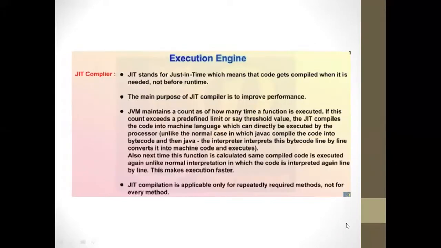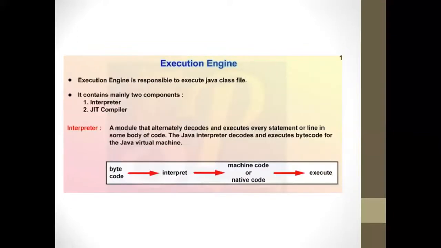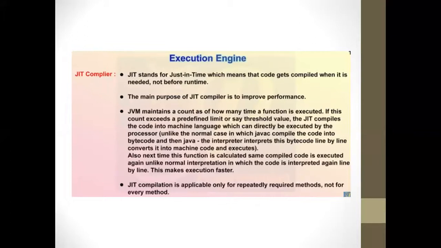Next, in the execution engine, we have the JIT compiler. JIT is the just-in-time compiler, which means that code gets compiled when it is needed, not before the runtime. The main purpose of the just-in-time compiler is to improve performance. This is also one of the features of Java we discussed earlier. Because of JIT, the performance of Java programs is much better than programs of previous languages.